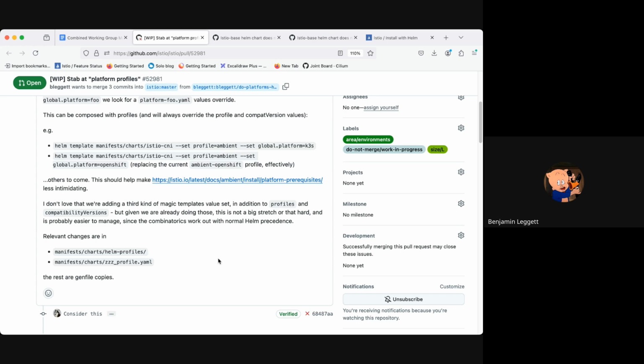This is basically saying, let's have separate things for platform and profile, and you just compose them, right? So you can set profile ambient, set platform K3S, and you'll get ambient with the K3S overrides; with OpenShift, you get ambient with the OpenShift overrides. This creates separate little files in the template folder, kind of like the compatibility versions, but for platforms. And the platform specific overrides always win.